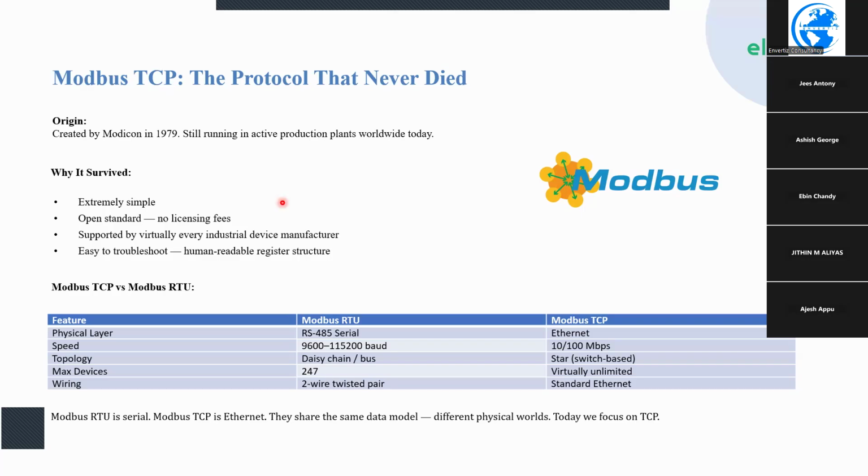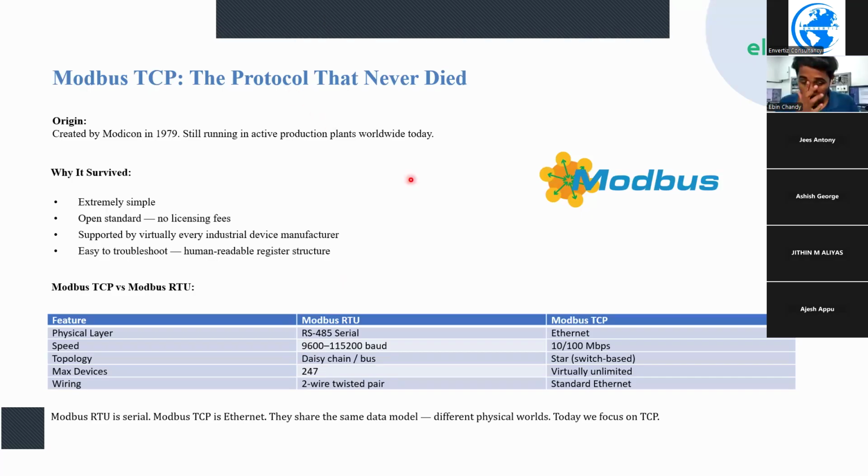Actually, Modbus is available in different forms. Modbus RTU is there, Modbus TCP is there, and one more is Modbus ASCII. So what are those? Basically the language is the same, the protocol is the same, but the hardware layer is different. Modbus RTU means it's running on RS-485, and Modbus TCP means it will be working with Ethernet.